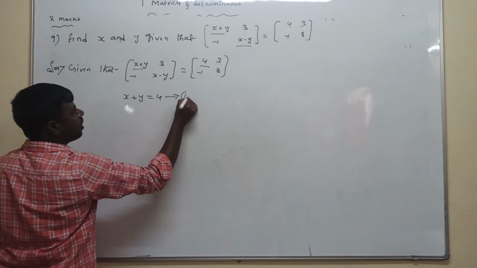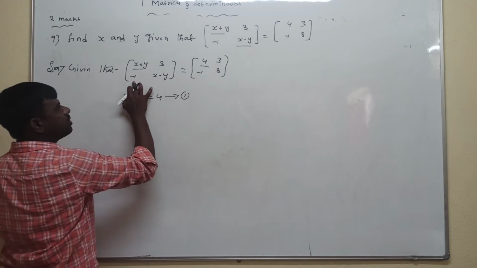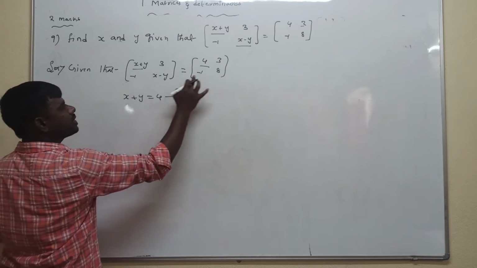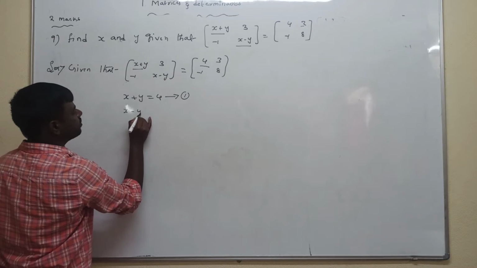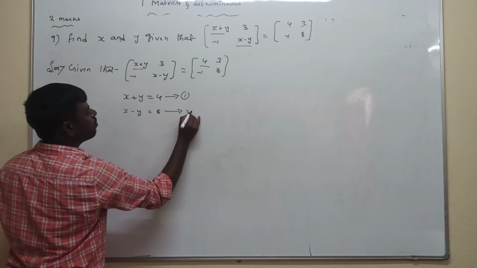Consider equation number 1. This element is equal to this one. This element is equal to this one. x minus y is equal to 8. So consider that equation number 2.